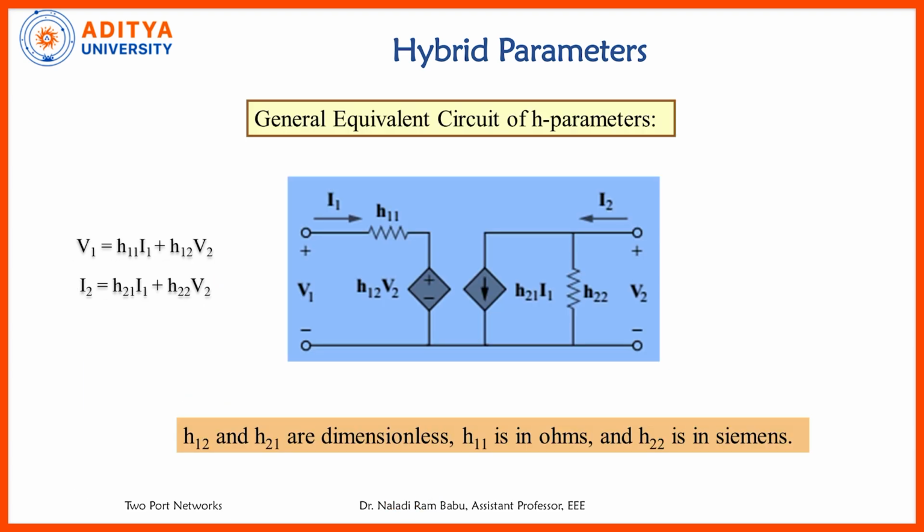Now, let us draw the equivalent circuit diagram. V1 is the voltage source, right? So, V1 equal to H11 I1 plus H12 V2, it is a dependent source, whereas I2 is the current source, I2 is equal to H21 I1 plus H22 V2. So, this is the equivalent circuit diagram, and the units we have discussed are stated over here.